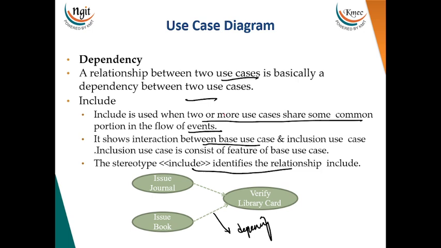Then we have dependency. The relation between two use cases is basically dependency, drawn with dotted lines. So we use dotted lines. For example, issue book, and verify by library card. This is represented by dependency.